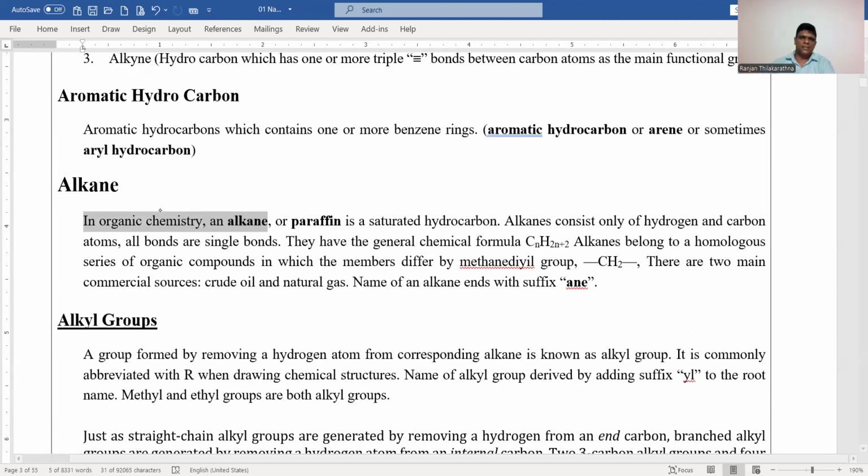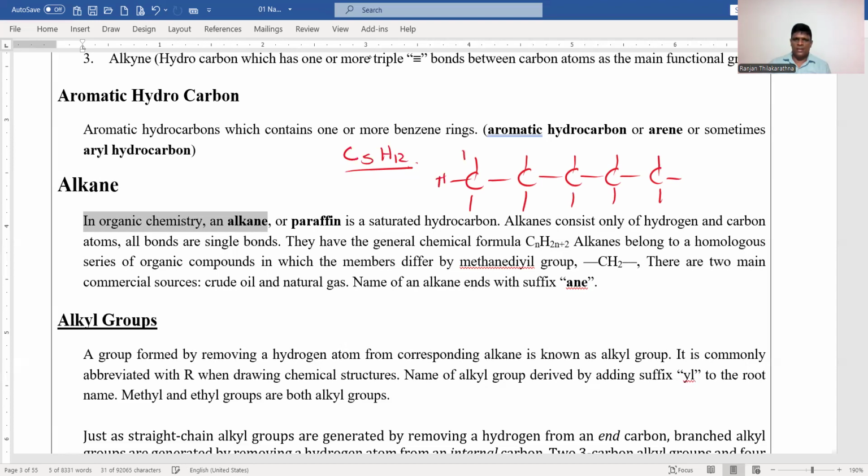As I explained earlier, you may have C5H12, that is a hydrocarbon. We write it like this: 1, 2, 3, 4, 5 carbon, and each carbon will have C-H bonds to complete the 4 bonds. Say hydrogen, hydrogen, hydrogen, and so on, like this. So these are called the hydrocarbon, or sometimes we call that the paraffin.